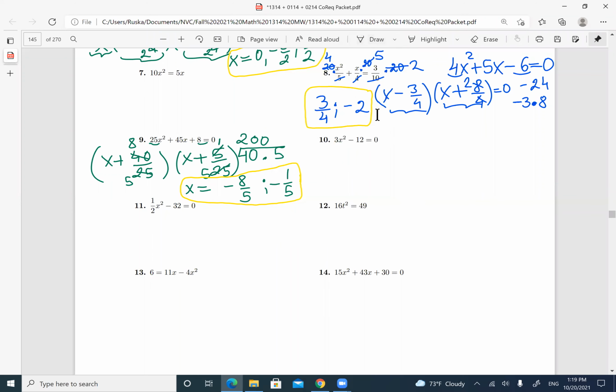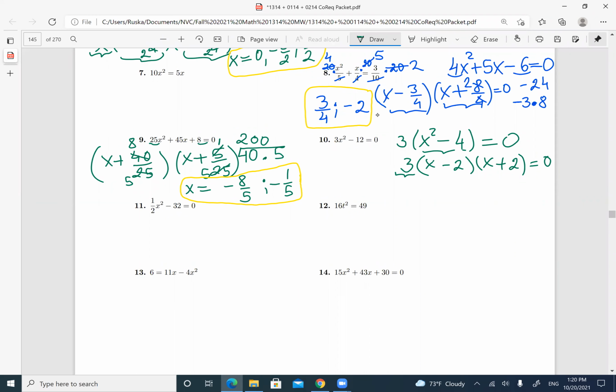So for number 10, we're going to factor. The common factor here is 3. So I'm going to pull out 3, and I have x squared minus 4 equals 0. And then x squared minus 4, I can factor as x minus 2 and x plus 2, because taking the square root of both of those gives x minus 2 and x plus 2. And 3 in front.